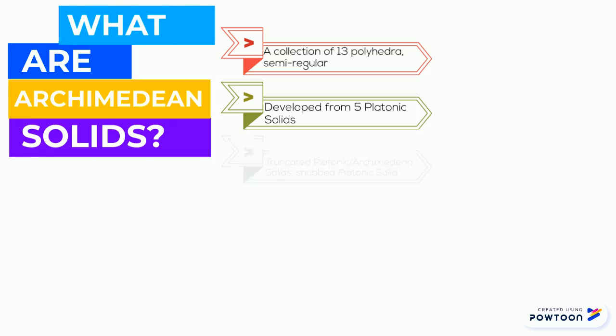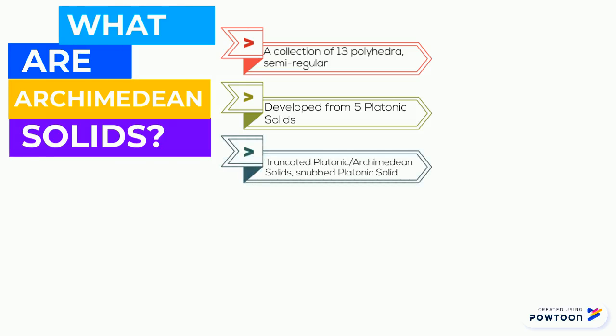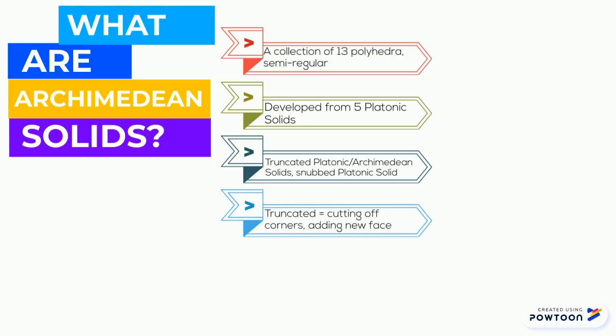To identify an Archimedean solid, you need to look for a polyhedron that is either a truncated Platonic solid, truncated Archimedean solid, or a snubbed Platonic solid. Truncated means cutting off the corners of a solid identically, adding a new face to the polyhedron. If a cuboctahedron and icosahedron are truncated, they are still included in this collection.